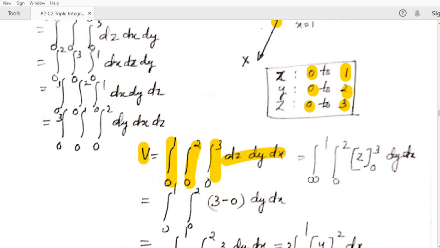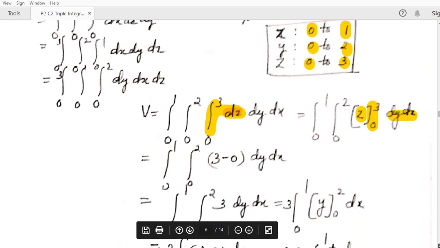So this is equal to, now this is a triple integral, so we can evaluate it by the method of evaluating triple integrals. First we have the variable dz, so we integrate this term with respect to z. So we get integral 0 to 1, integral 0 to 2, and the integral of dz is z, with limits from 0 to 3, dy dx.